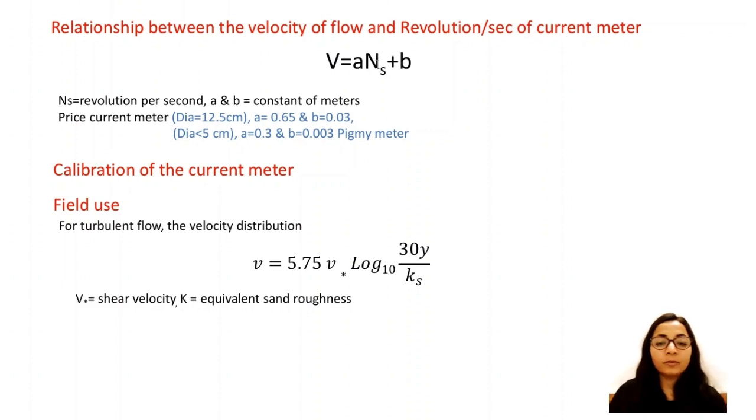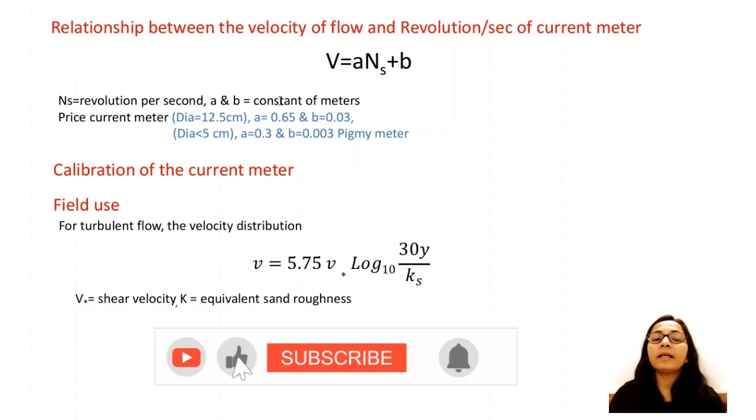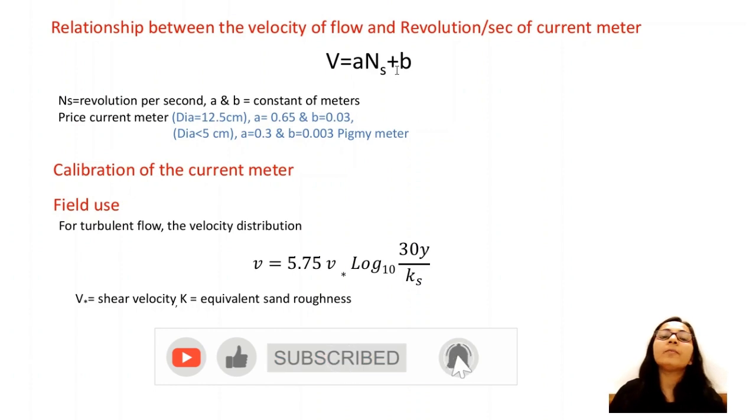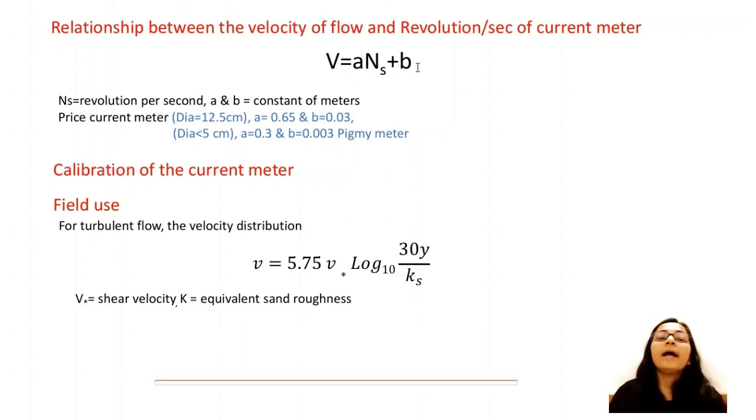We consider the number of counts as ns, and for A and B, if the diameter of the current meter is 12.5 centimeters, then A will be 0.65 and B will be 0.03. If the diameter is smaller, around 5 centimeters, the current meter is known as the pygmy meter, which is used for small streams and faster flow. In that case A will be 0.3 and B will be 0.003.